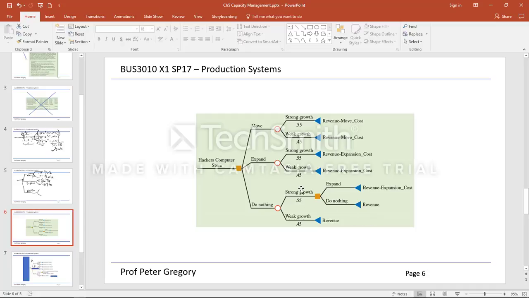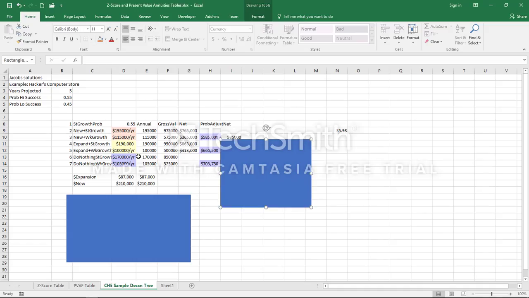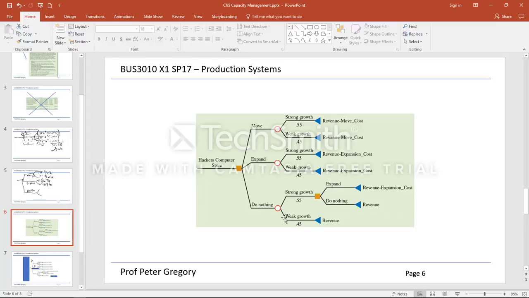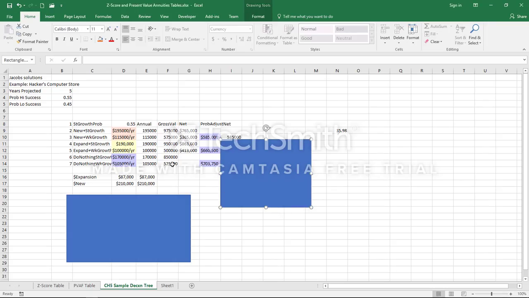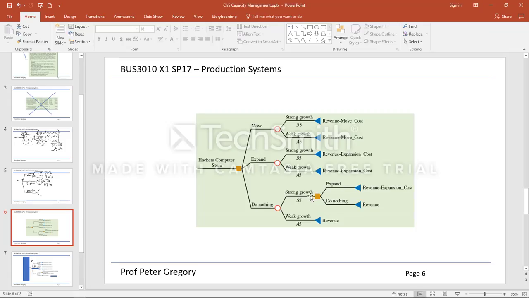But when we come up to the strong growth, we've waited a year, and once we've waited a year, we decide whether we want to take an option to expand or do nothing. Don't take options off the table. So let's take a look at expansion versus doing nothing. The five years of the weak growth doing nothing is going to just be this number here, that 525. But how do we calculate the number we need to put in for the expected value here?